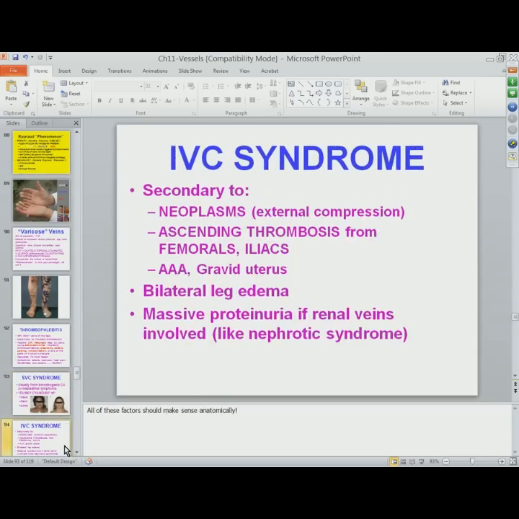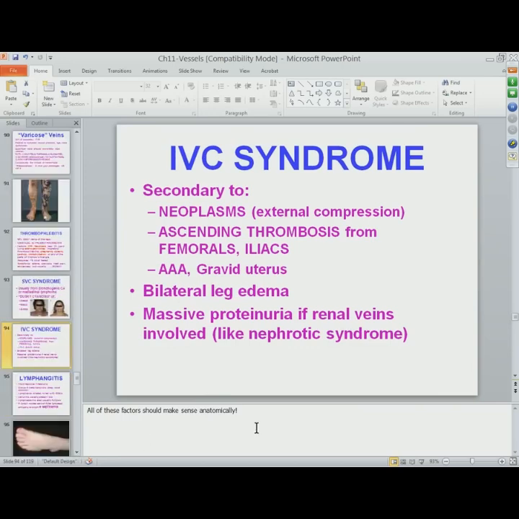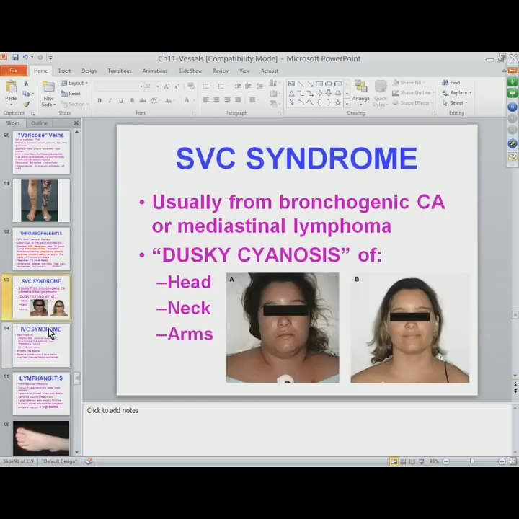Let's take the other big vein, the inferior vena cava, and just like with the superior vena cava, most likely a reason for it would be external compression such as neoplasms. But if you have a large thrombosis in the pelvis and involving the iliacs, that can extend into the inferior vena cava. You could have a large abdominal aortic aneurysm pressing on it, causing either, number one, impaired flow or stasis of flow and therefore thrombosis. And of course, in IVC syndrome, you have bilateral leg edema. Just like in SVC syndrome, you have bilateral arm edema.